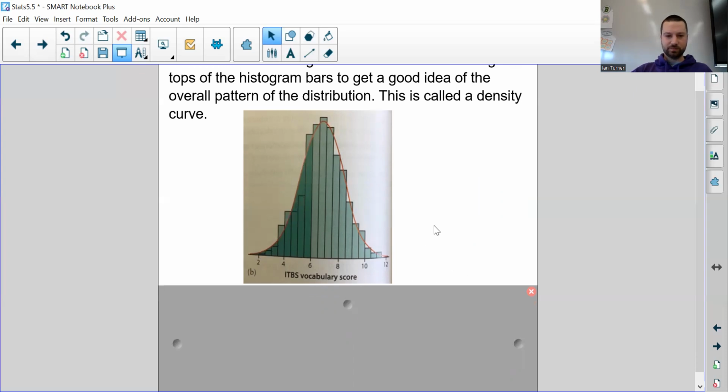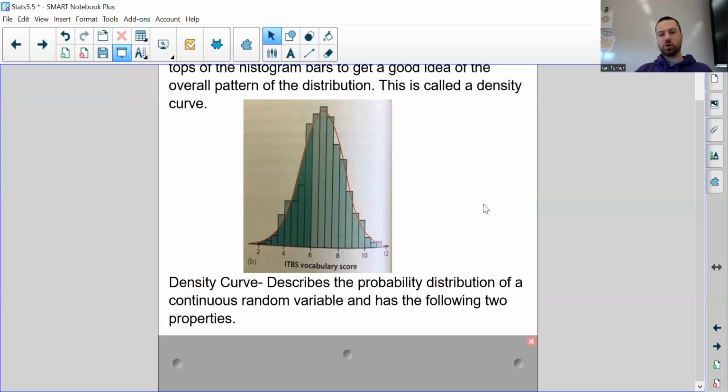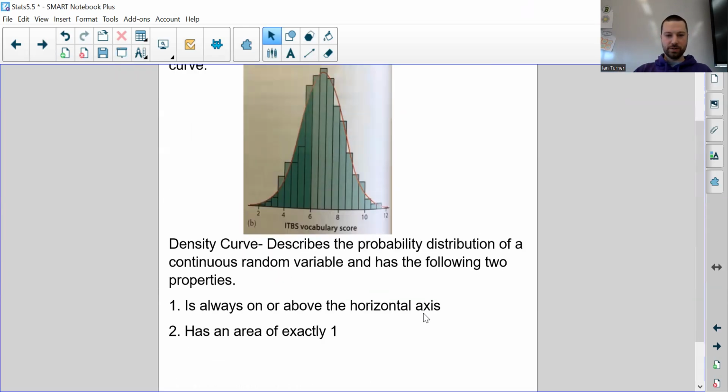Okay, this is called the density curve. A density curve describes the probability distribution of a continuous random variable and has the following two properties. Again, if you need to pause and write these things down, feel free. I'm going to keep rolling. Here are the two properties.